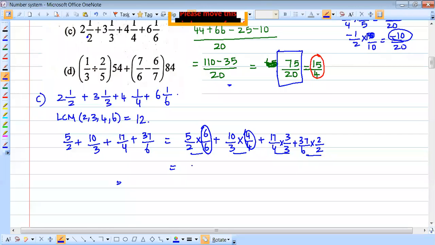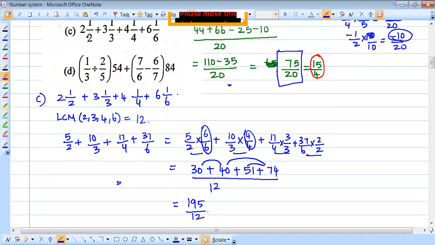Five into 6, 30 plus 40 plus 51 by 20, 12. So now we have to find out the answer for this question. 70, 70 plus 70, 140, 140 plus 50, 190, 195 by 12. So the answer for this question is 195 by 12.